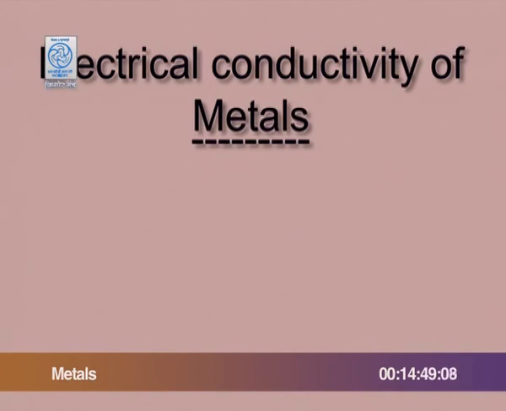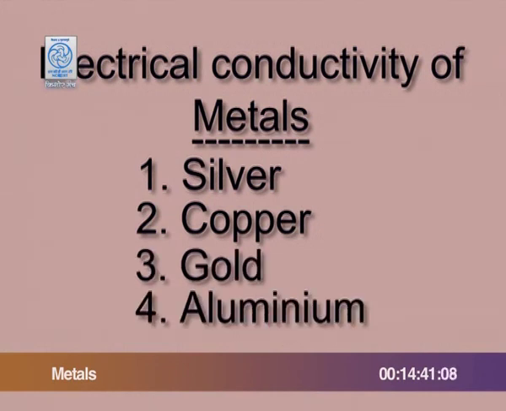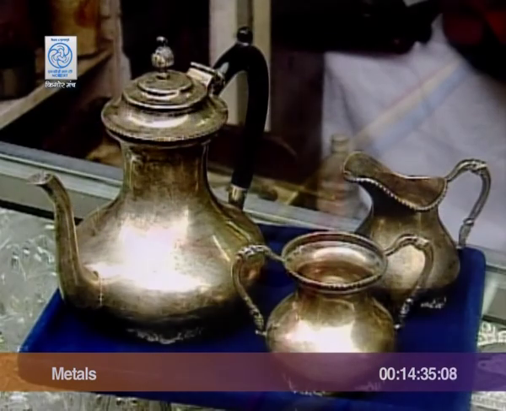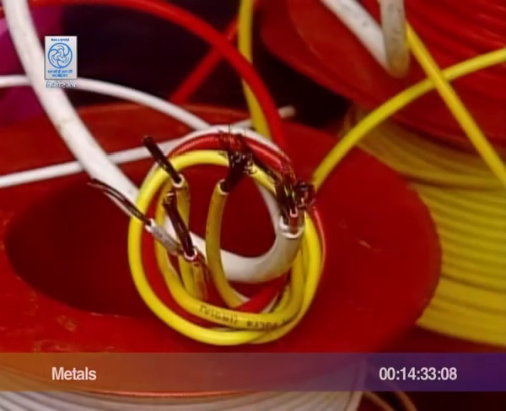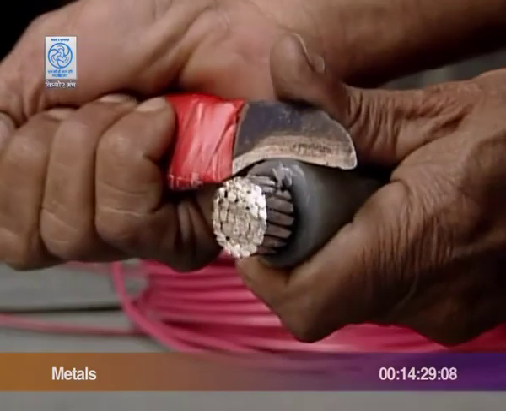Another feature of metals that all of us know is that they conduct electric current. Of all the metals, silver and copper are very good conductors of electricity, followed by gold, aluminium and tungsten. But as silver is expensive, we use copper or aluminium wire for electrical works.